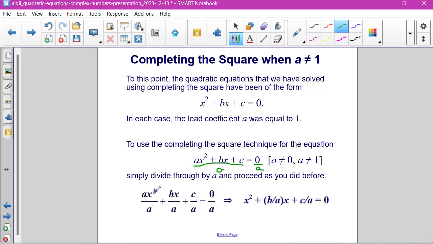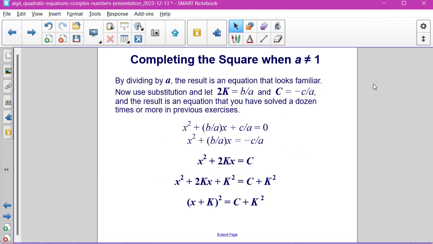And then we have to split this long fraction into three separate ones. Ax squared divided by a plus bx divided by a plus c divided by a. And when we do that, we can simplify our first term to get x squared. And then we have plus b divided by a times x plus c divided by a is equal to 0. By dividing both sides of our equation by a, the result is an equation that looks a little bit familiar.